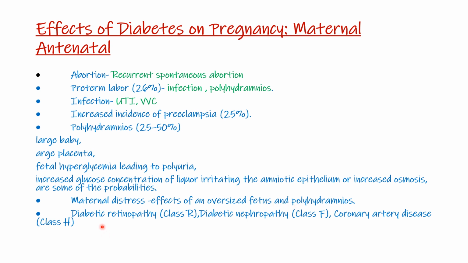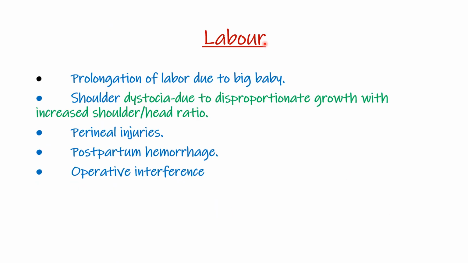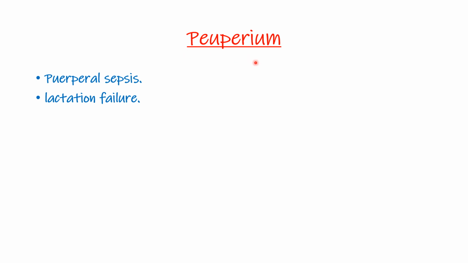As we said before, during pregnancy, the vascular complications of diabetes will worsen, and the vascular complications of diabetes include diabetic retinopathy, diabetic nephropathy, and coronary heart disease. So during labor, the effects of diabetes on pregnancy include prolonged labor because of a big baby, already talked about. Shoulder dystocia, already talked about, because this is of disproportionate growth with increased shoulder to head ratio. I've already mentioned the pathophysiology behind this. Perineal injuries, PPH, and operative interference because already we have a big baby. During the puerperium period, we have increased puerperal sepsis and lactation failure.